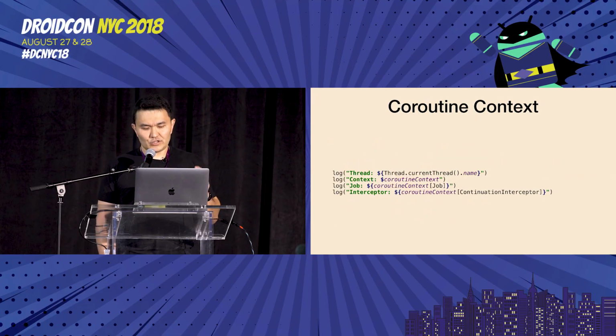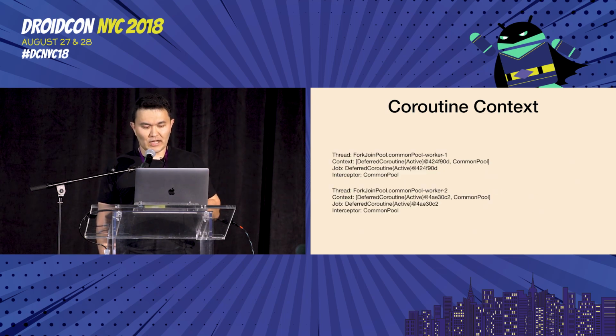So if you try to print out things like the coroutine context, which is one of the properties available inside the continuation, you can see some interesting details. Two details that I will point out here are the job and the interceptor. When you print out the coroutine context, you will see those two. So here's the example output.